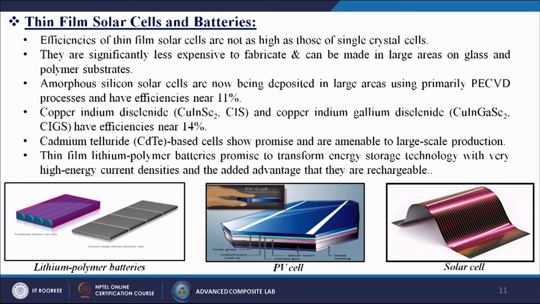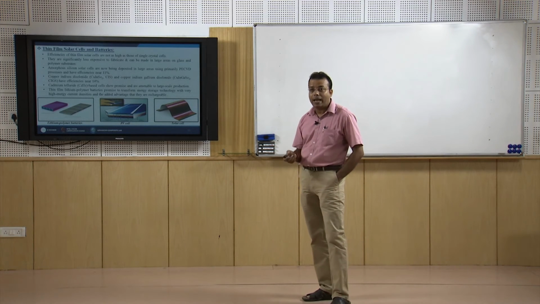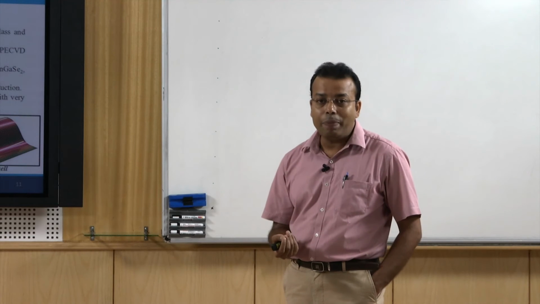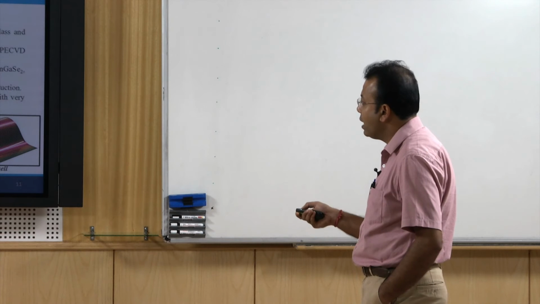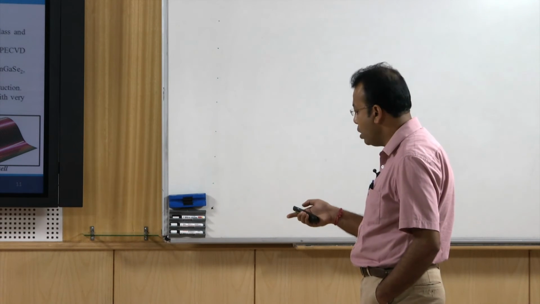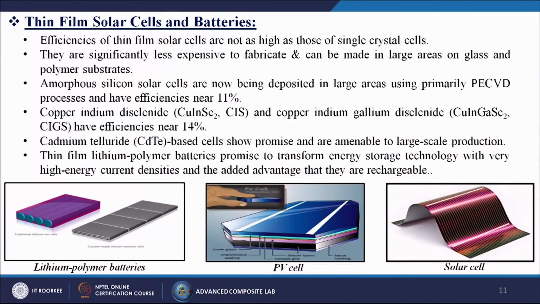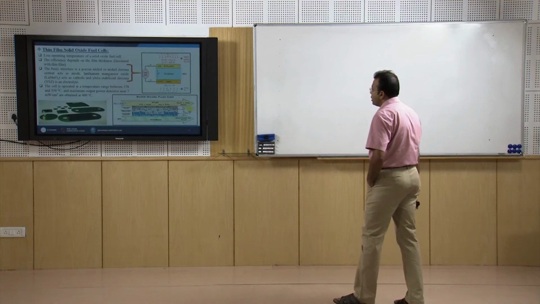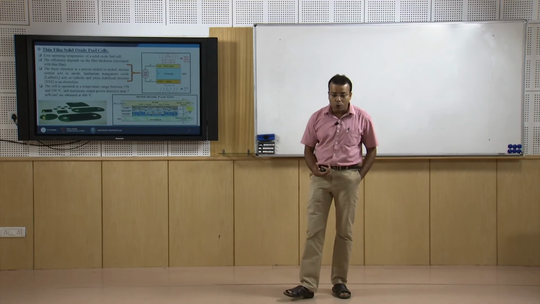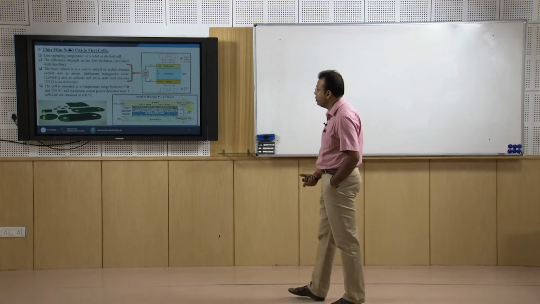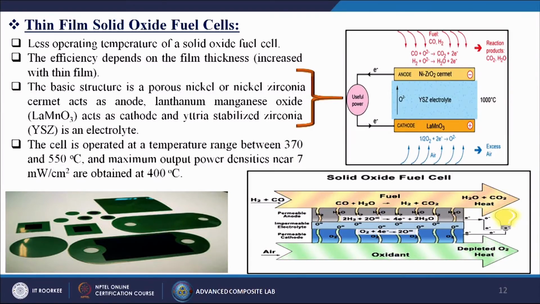So here all are examples where we are using lithium polymer batteries for our mobiles, laptops, iPads or iPods. Then we are using PV solar cells. Then we are going to discuss the thin film solid oxide fuel cells. It is one kind of storing system, with a lower operating temperature for a solid oxide fuel cell. The efficiency depends on the film thickness, and increases with thin film.